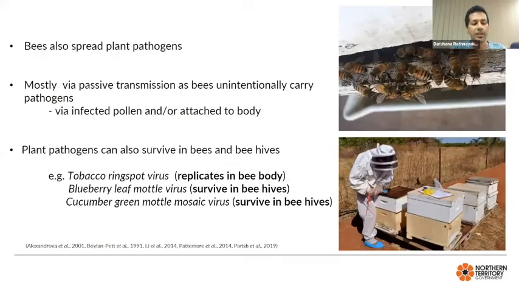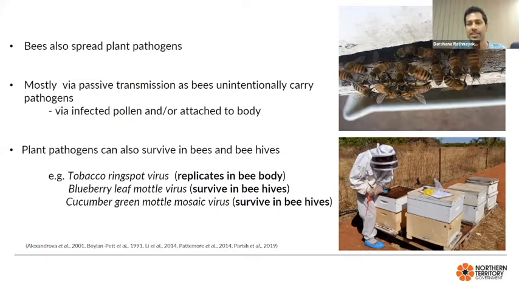Bees are not only important for pollination, they are also important in transmitting viruses or plant pathogens when they pollinate crops. This viral transmission is mostly passive, where honeybees accidentally carry plant pathogens when they visit from an infected plant onto a healthy plant. This can happen via the pathogen sticking onto the bee body, or bees carrying infected pollen from an infected plant and then depositing it onto a healthy plant.